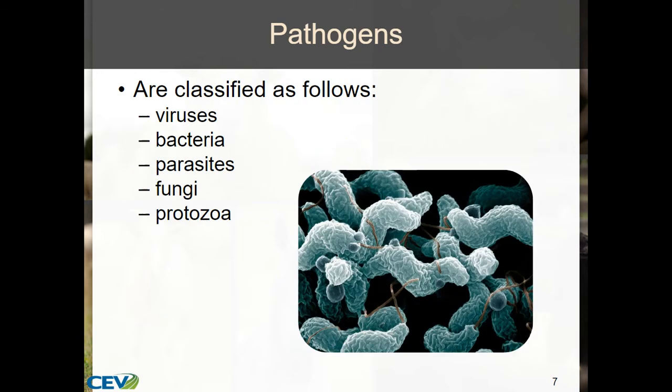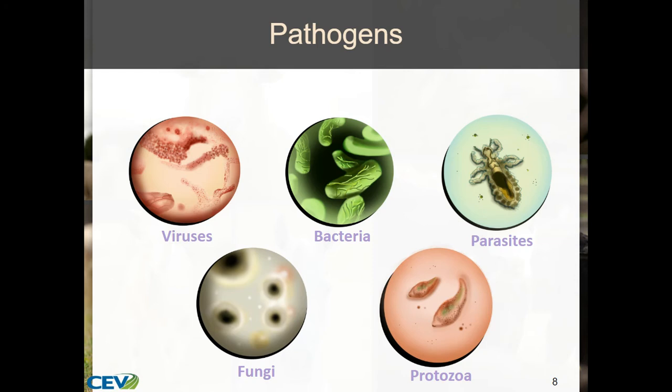Okay? So we have 5 major classifications of pathogens that cause the vast majority of diseases in animals, both zoonotic diseases and also non-zoonotic diseases. So those that only pass between animals within one species or sometimes multiple species. So the first are viruses.